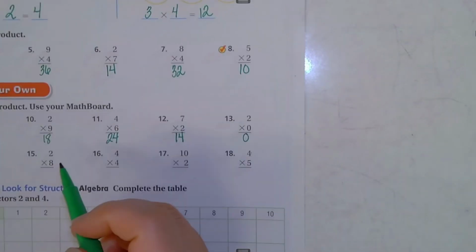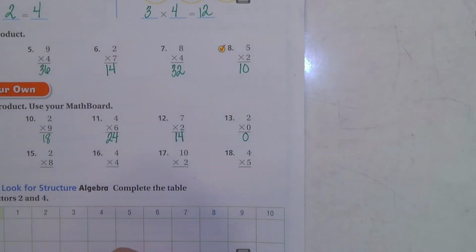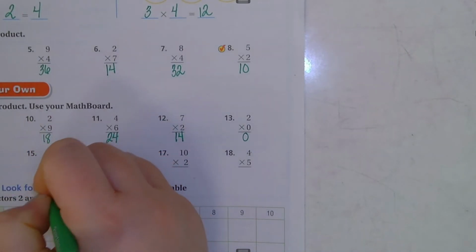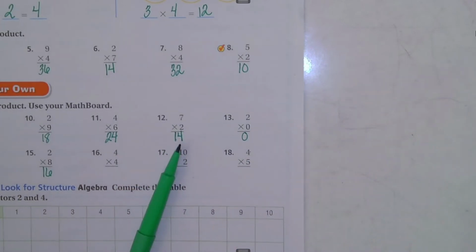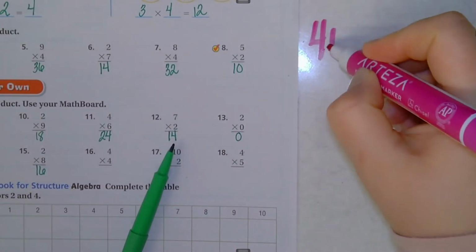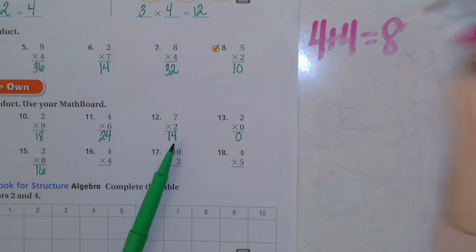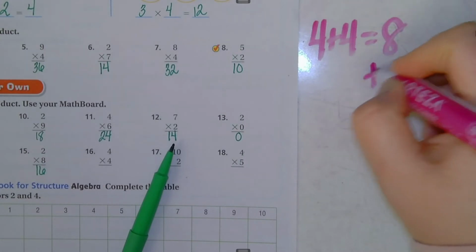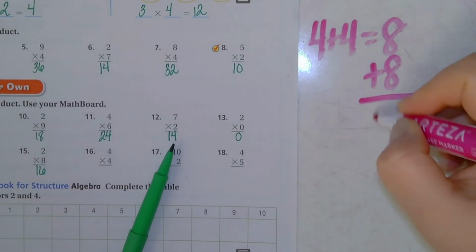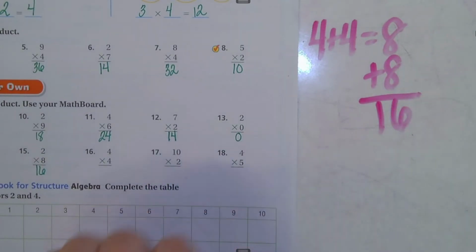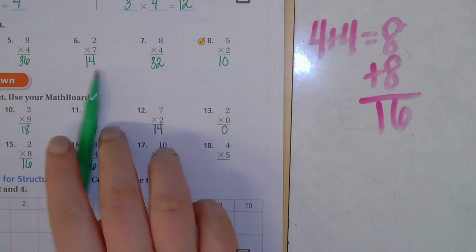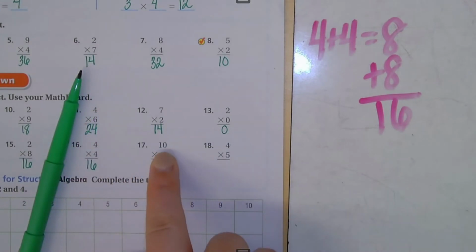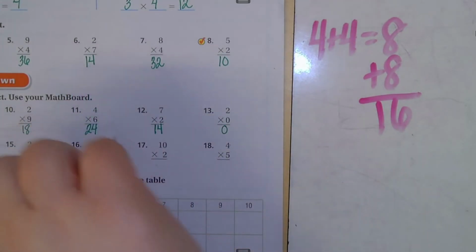Okay, 2 times 8, double it. What's 8 plus 8? 16, good. 4 times 4. Well, 2 times 4 would be 4 plus 4, which is 8. And we need to double that to make it a 4's fact, which then equals 16. 10 times 2. Well, we're just doubling the 10. 10, 20.